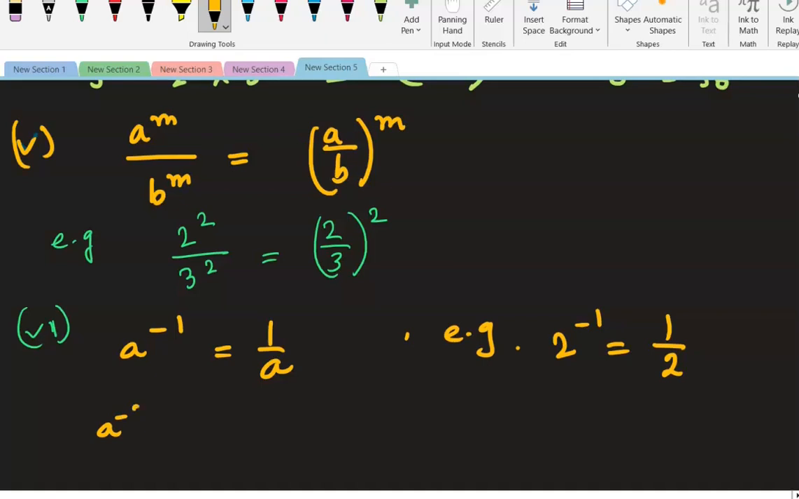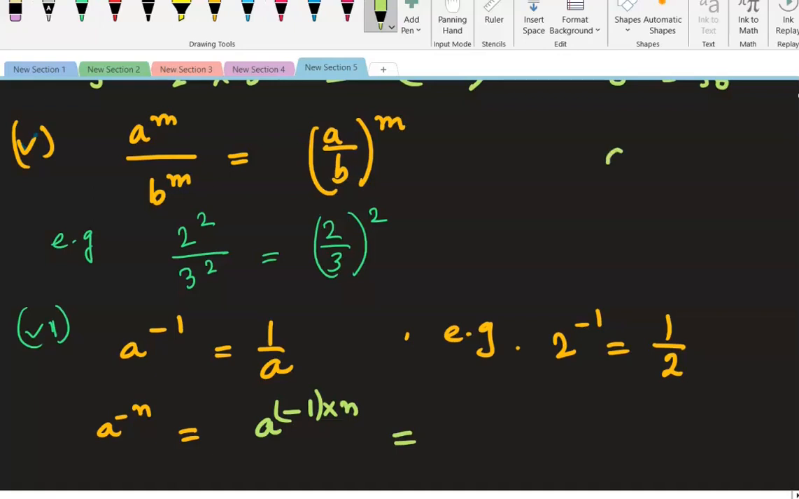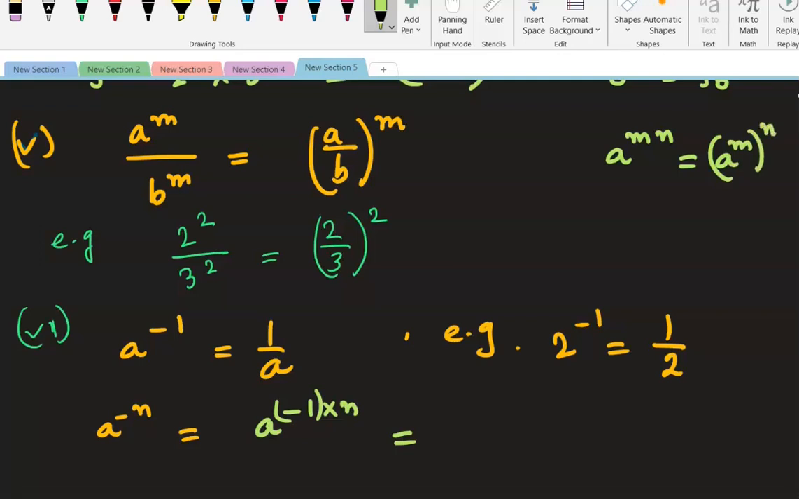Now a to the power minus n, how can you write a to the power minus n? We can write this like a to the power minus 1 into n. Now we will use formula 3. We have 2 things multiplied. Suppose this is our m and this is n. So m and n are multiplied. So when we have a to the power mn, we can write this as a to the power m whole to the power n. We will do this here.